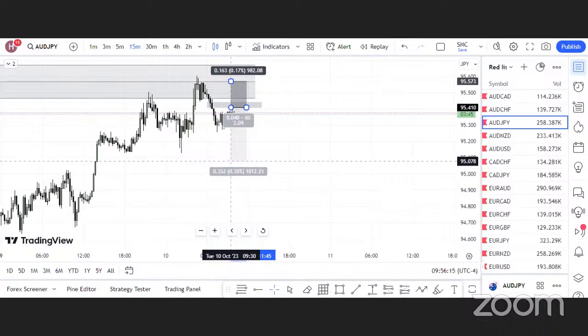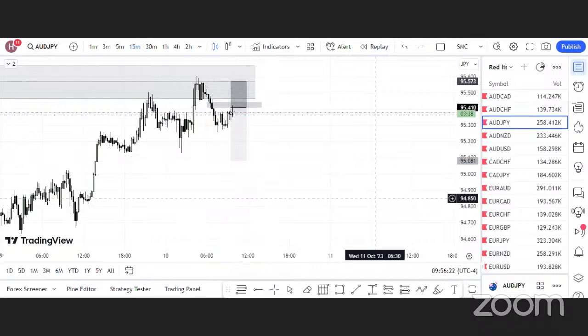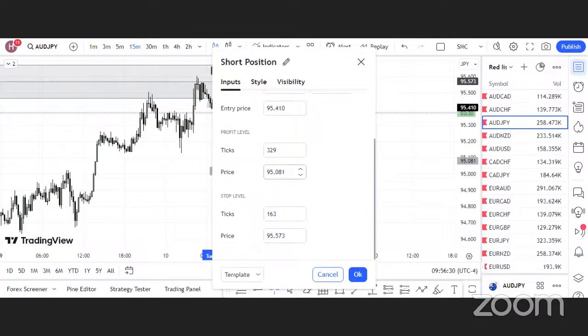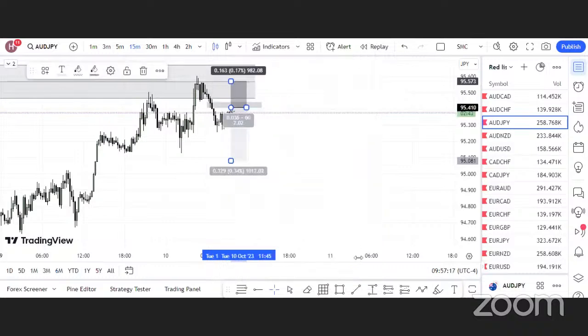So let's just set our take profit and stop loss. All right. So for take profit, enter this number. Take profit 95.081. And then the stop loss, 95.573. All right. That is for stop loss.